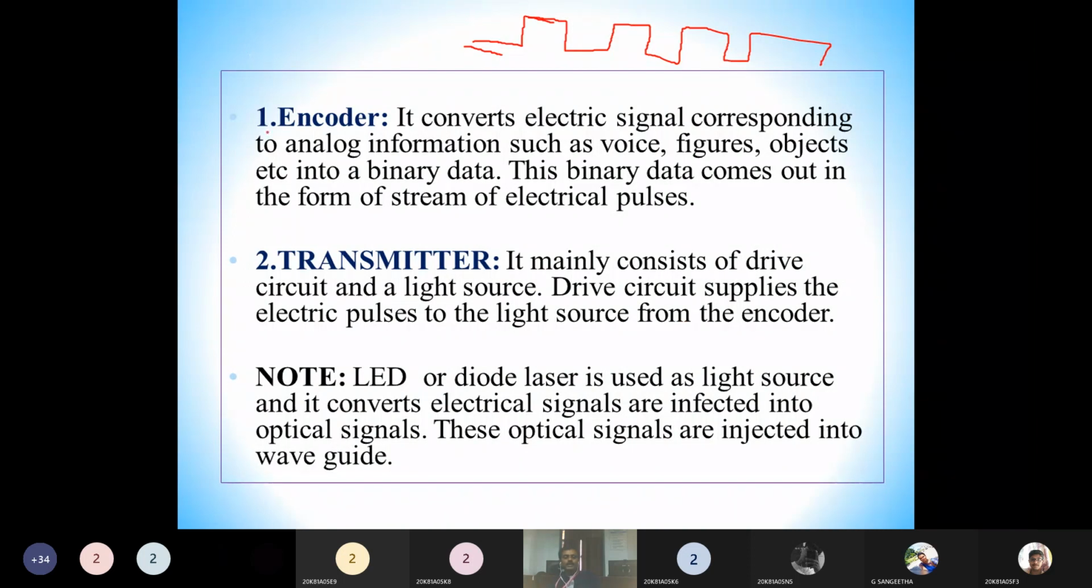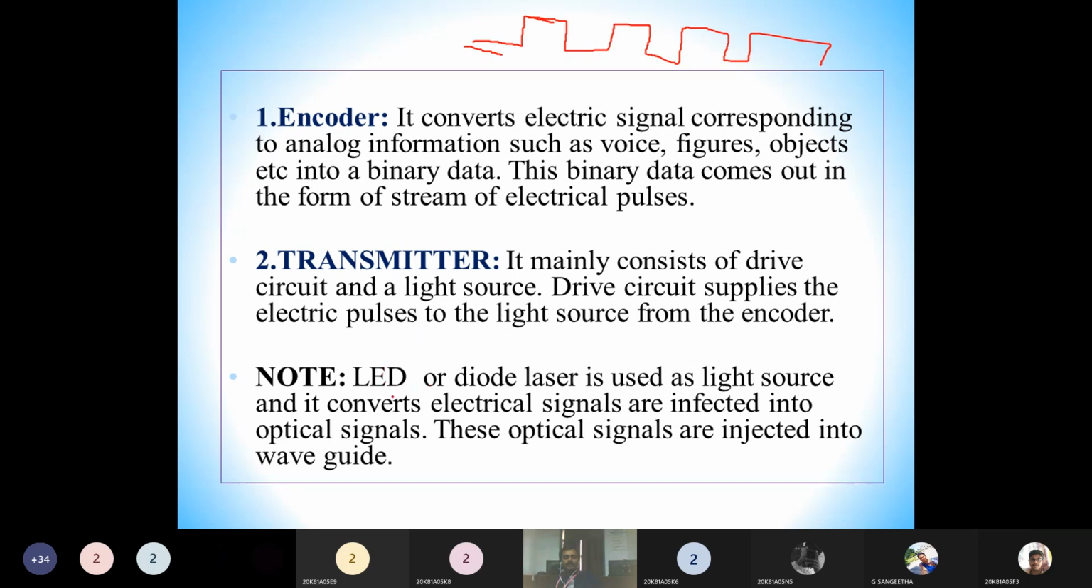So here, this is the encoder. Through the encoder, these electrical pulses are supplied to the drive circuit, and the drive circuit passes them on to the light source. That means this encoder is connected to the drive circuit, the encoder supplies the electrical pulses, and those electrical pulses are converted into the light source.